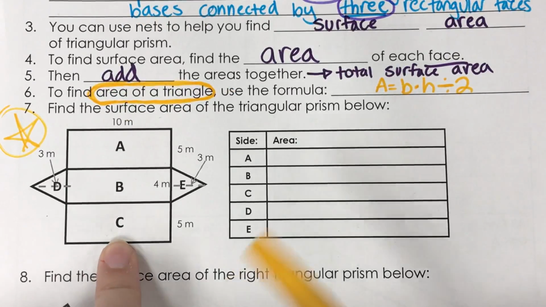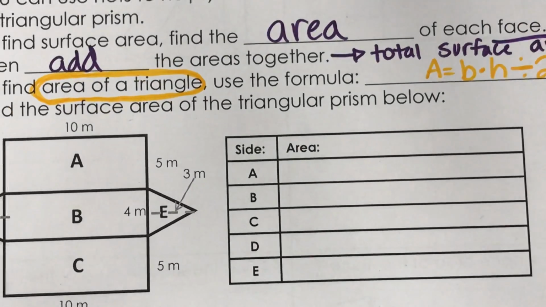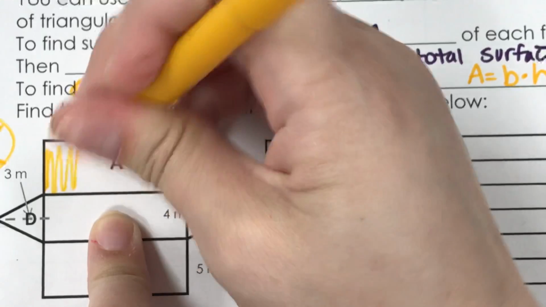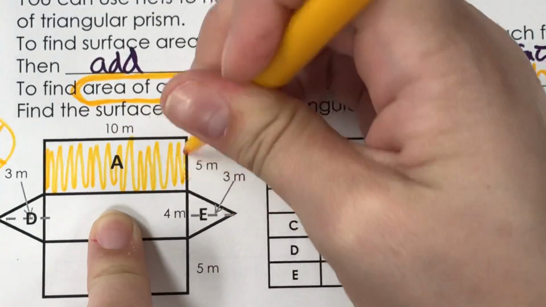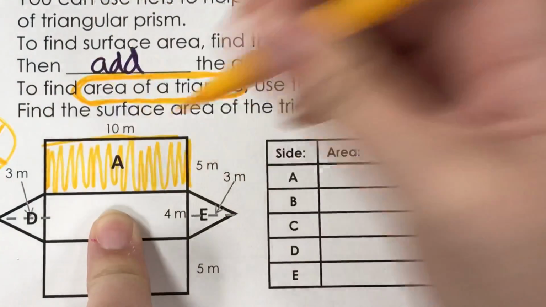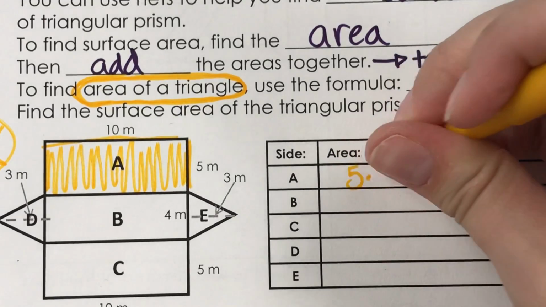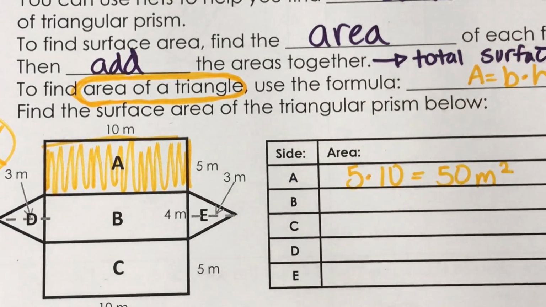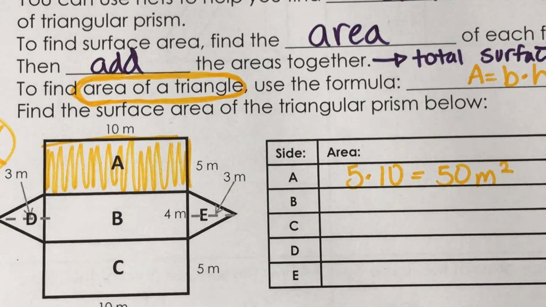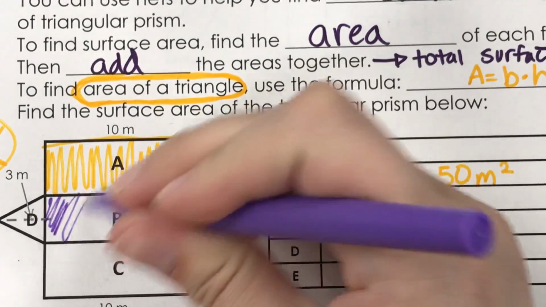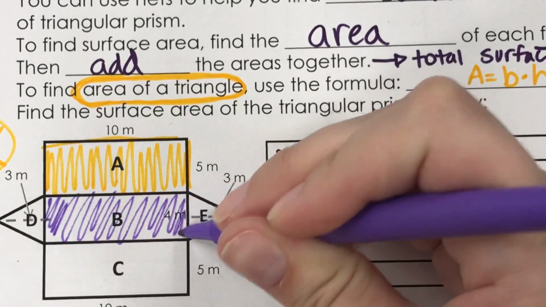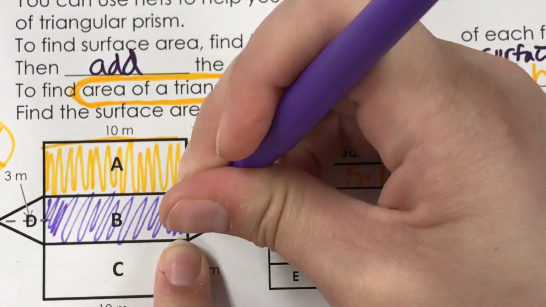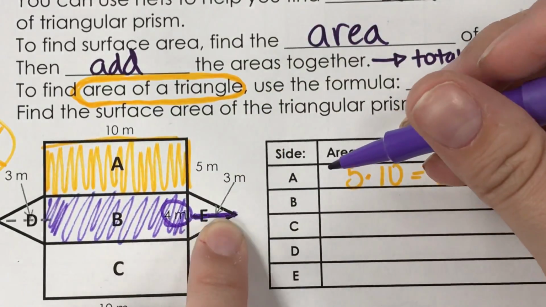So here I am. I'm going to find the area of face A. So this is a rectangle. I'm going to go by base times height, which is 5 times 10. That equals 50 meters squared. All right, I'm going to get a new color. And now I'm going to worry about face B. Oh, I should have covered that up. I'm going to circle this. This 4 is the height of the triangle. That's why it's marked right next to it.